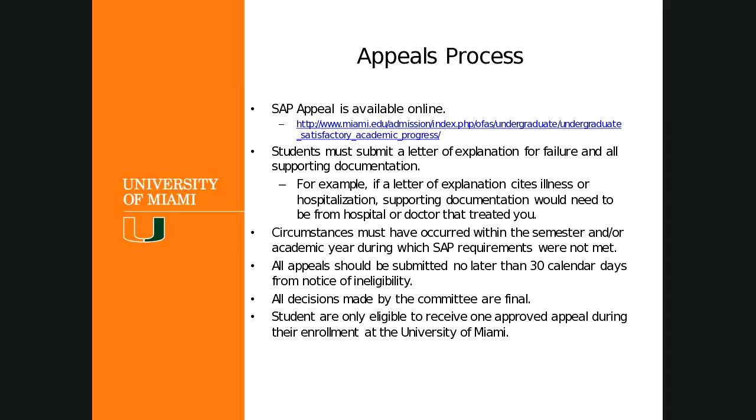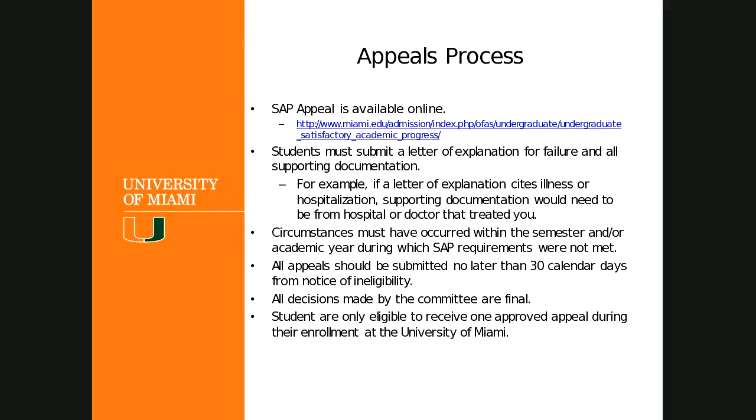All decisions by the committee are final. So if the appeal is denied and the denial explanation tells you it's because of poor performance over a series of semesters and there would be no way to bring up this GPA even with a certain academic plan, unfortunately the committee's decisions are final. Once those decisions are sent through, you're welcome to come to our office and discuss them with us. We'd be happy to explain in greater detail.